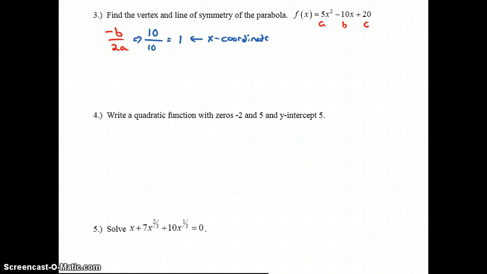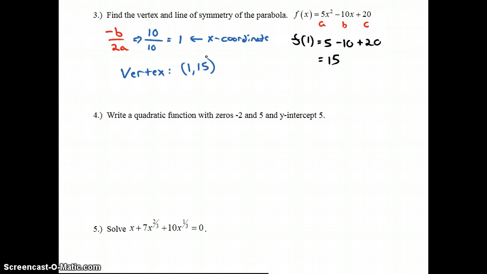Let's figure out what the y-coordinate is. To figure that out, I can find f of 1. That'll be 5 times 1 squared minus 10 times 1 plus 20, which is just 5 minus 10 plus 20, or in other words, 15. So the vertex is at the point (1, 15).